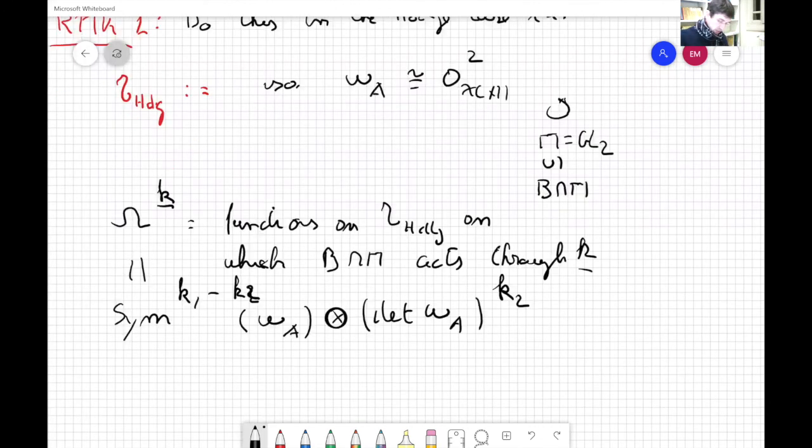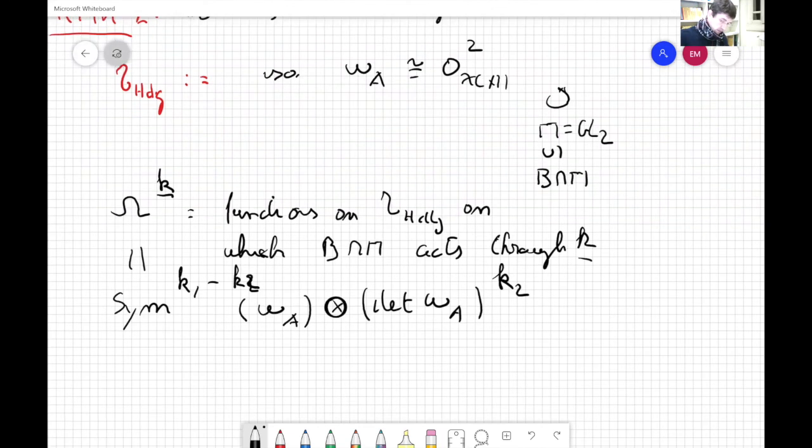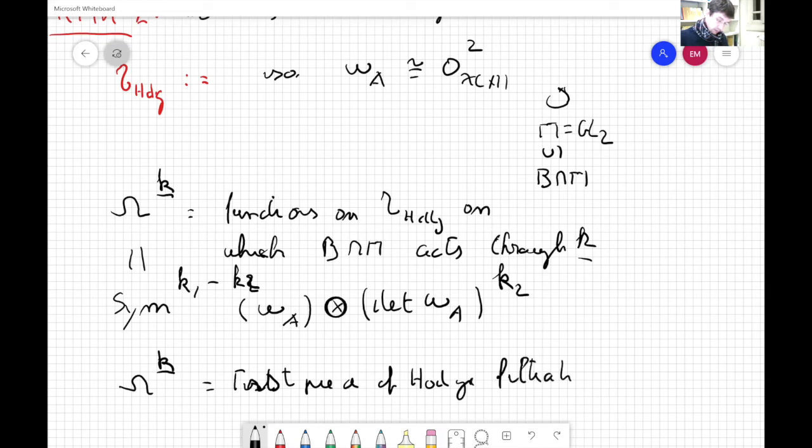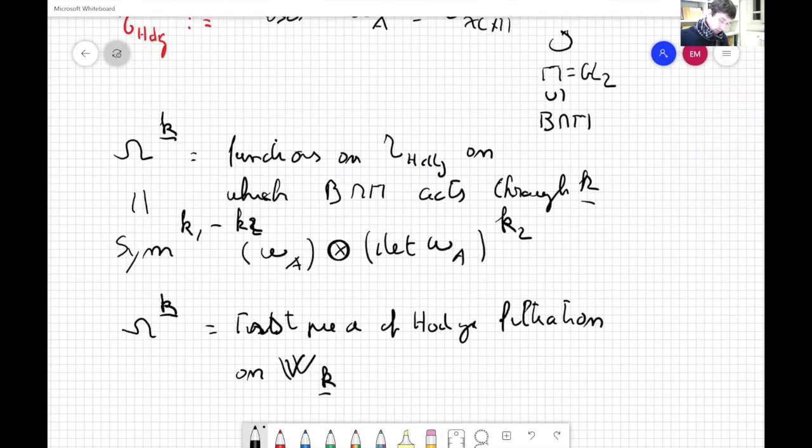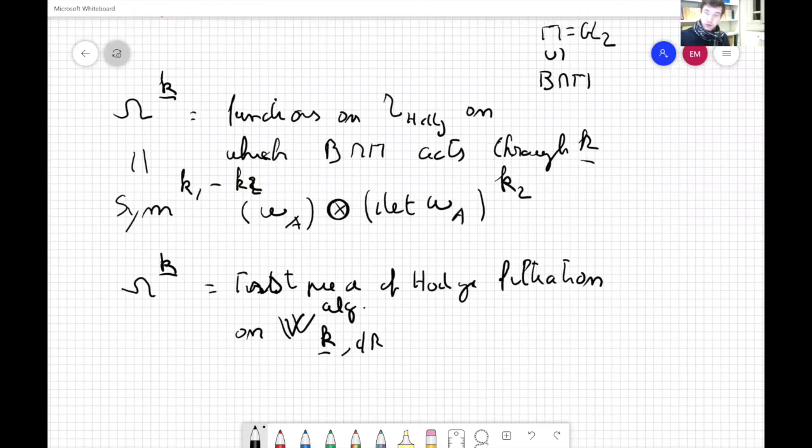And actually this omega^k is the first piece of the Hodge filtration on this W^k de Rham algebra. Okay, this will be important tomorrow because it will give us the highest weight vector on which we will compute certain things. Okay, so that's remark one, just to get to more familiar objects. So you get the sheaves whose sections are modular forms.